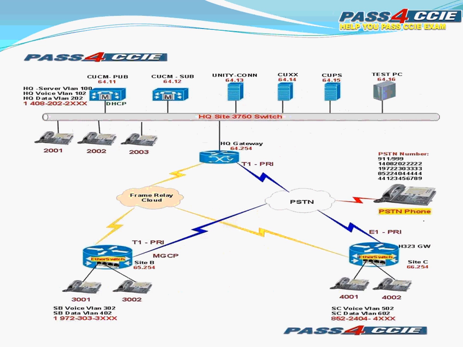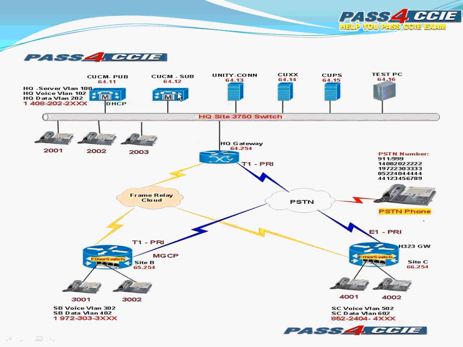This is the topology for CCA Voice Lab. I will explain clearly, so you can understand very easily. We have three sites here: HQ, Site B and Site C. And all these servers: CUCM publisher and subscriber, Unity Connection, and CUPS presence server. There is one more PC called test PC.